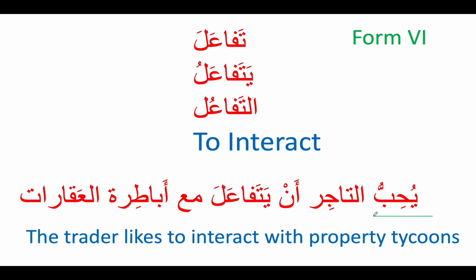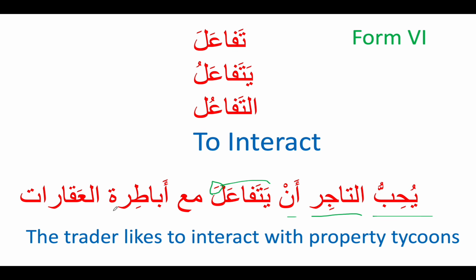Let's break this down. Guys, I'm aware there's quite some technical vocabulary, but I thought we could get some more technical vocabulary going. It's always good to expose yourself to new vocabulary. So this is our verb in form 4, which is a doubled form 4. أحب, يحب, which is to like. تاجر is a trader. أن, so he likes to. يتفاعل, because of the أن, the verb is in the subjunctive, indicated by the فتحة. مع is with, and then أباطرة is the plural of imperator, which means emperor, or I guess in this context we can say tycoons as well. So tycoons, and there's the idafa construction.